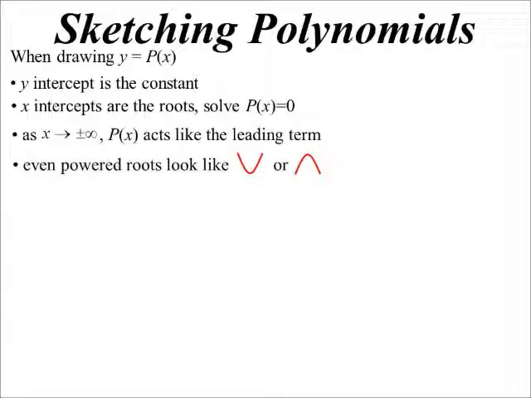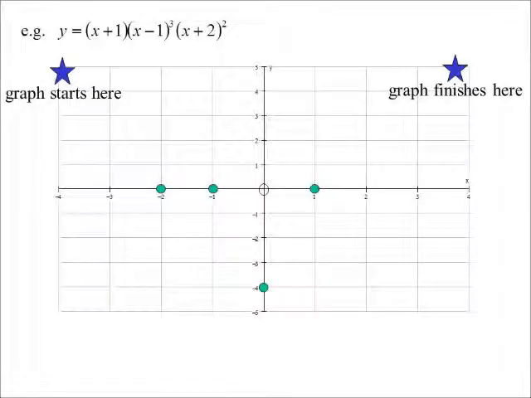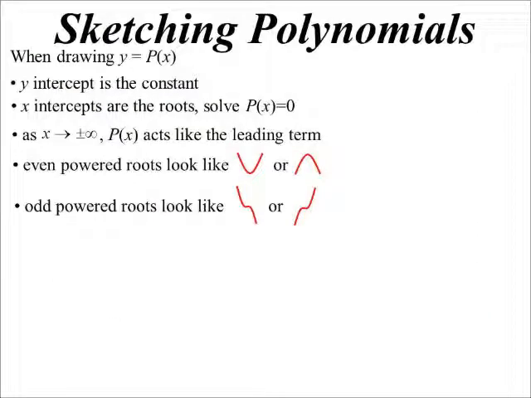Now, even powered roots will have a U shape. Basically, your x-intercepts behave like the power of the root. So even powered ones will turn like a parabola if it's squared and so on. Now, x plus 2 is squared. So I know here at -2, I'm going to get like a turning point. It's not going to cut through the axis. And because it starts up there, I know it must do something like that. It's going to come down and turn there.